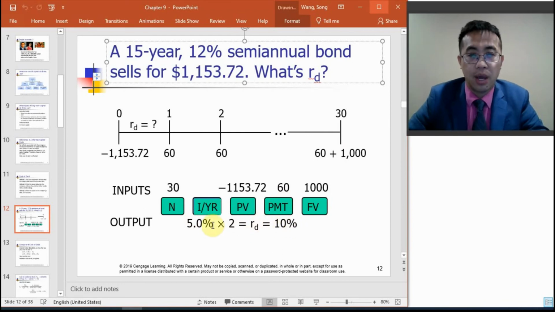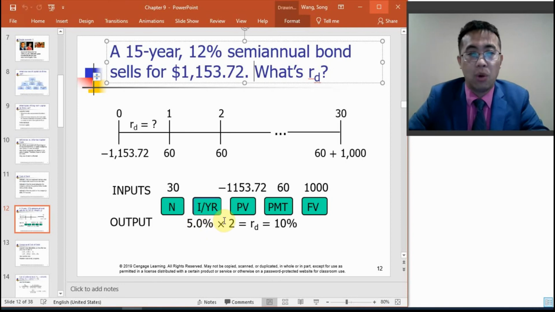And the interest rate I'm talking about here is the yield to maturity. It is not the coupon rate. The output will be 5%. The thing is, you should keep in mind that everything is on a semi-annual level. N stands for semi-annual periods, and the payment is made on a semi-annual basis. So the interest rate you solved will also be a semi-annual rate. So after everything is done, you get the 5%.